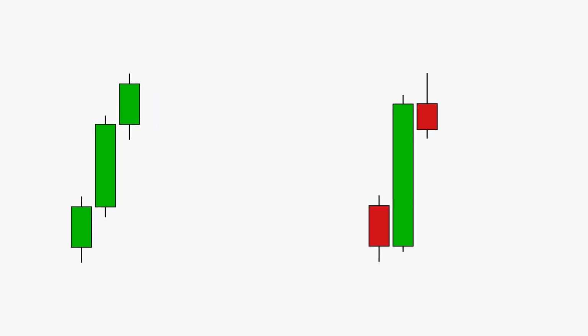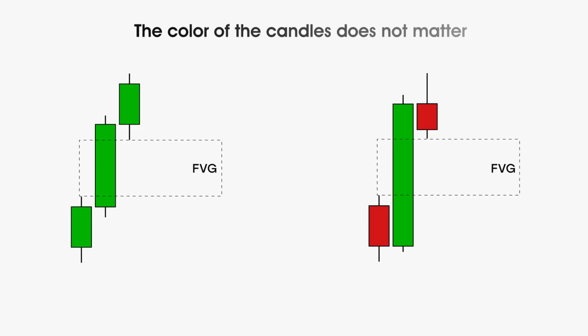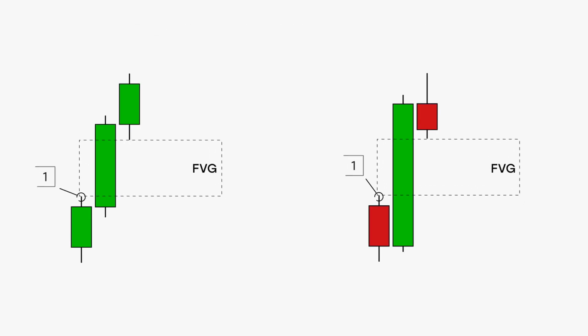Let's break down the basic concept. What is imbalance? Simply put, it's a gap zone on the chart that appears between the wicks of 3 consecutive candles. The color of the candles doesn't matter here. In a bullish or upward scenario, the upper wick of the first candle doesn't reach the lower wick of the third. There's an empty space between them, indicating a sudden gap in the market.